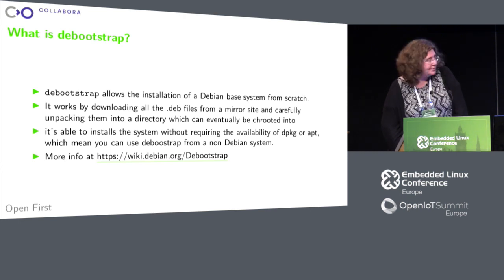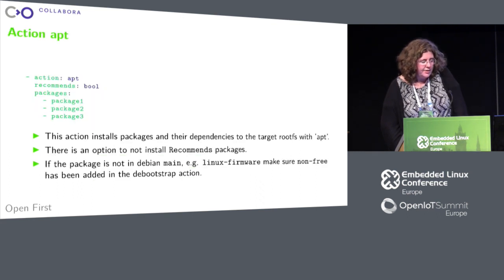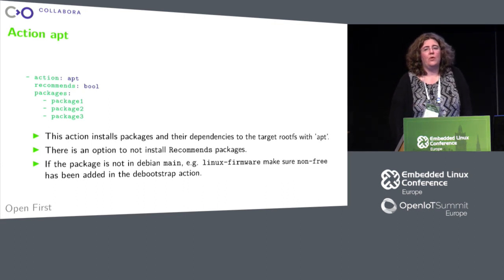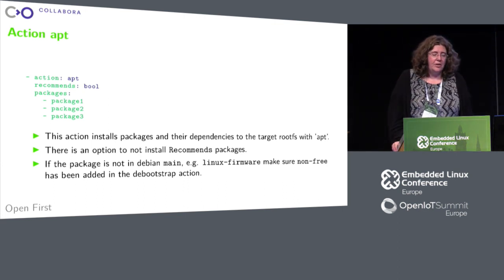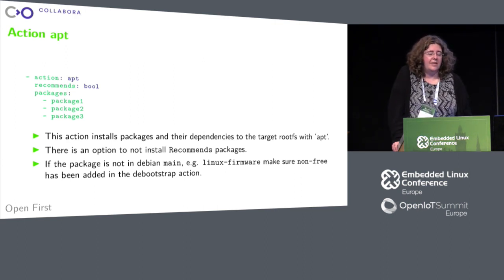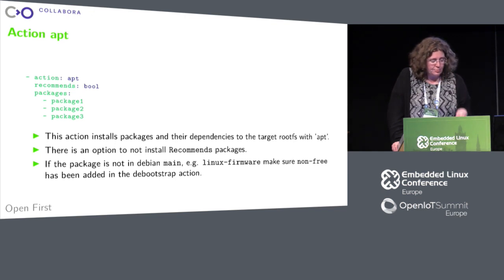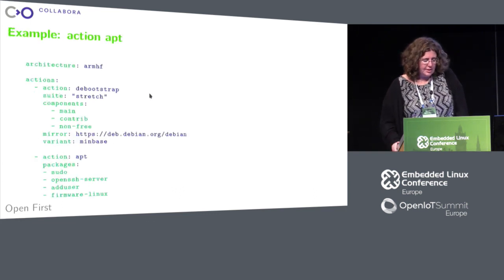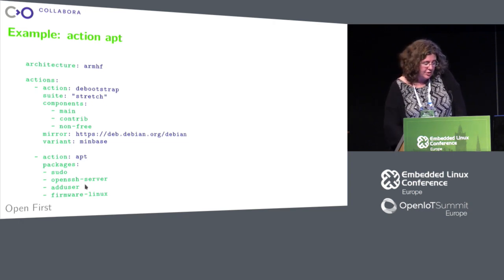And I think we can go on to explain the most relevant actions. The first one is apt. If you have used Debian, this one is kind of obvious. After you have a debootstrap system, the first thing you might want to do is install packages. So with apt, you put the action apt, and you list all the packages you want to install. Here is the example from the beginning, where I have replaced the second step with apt.